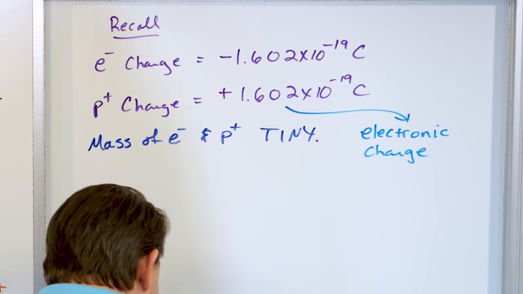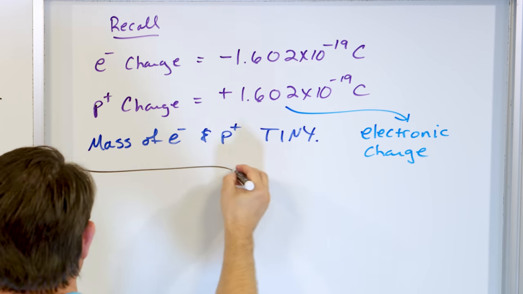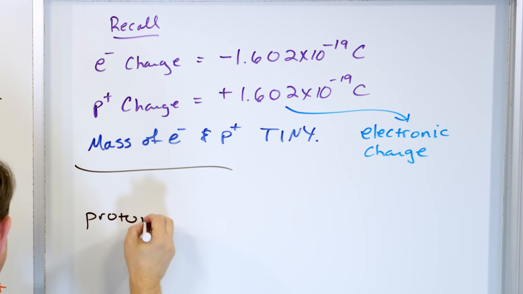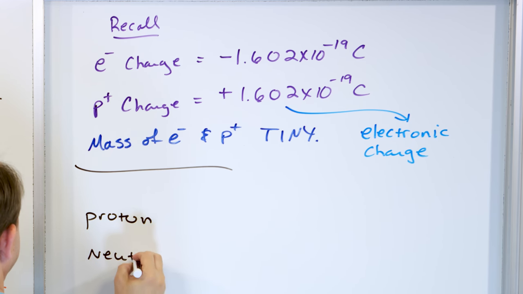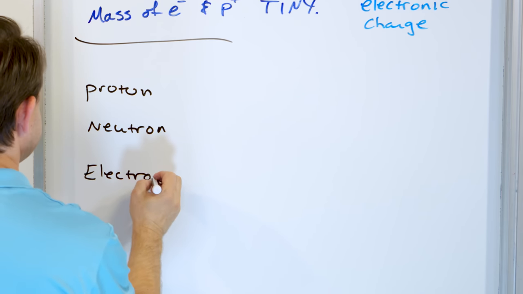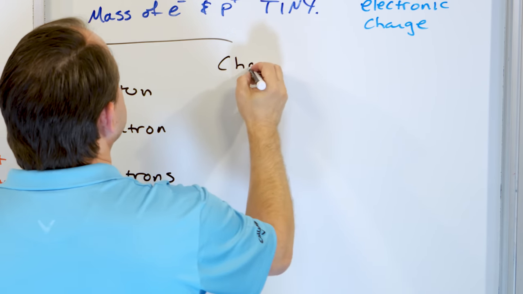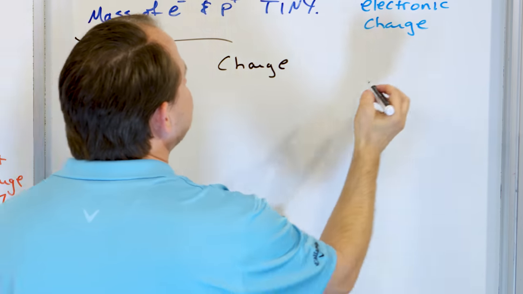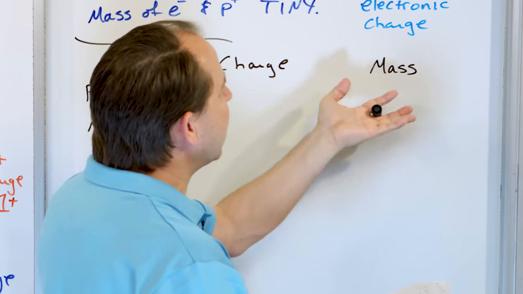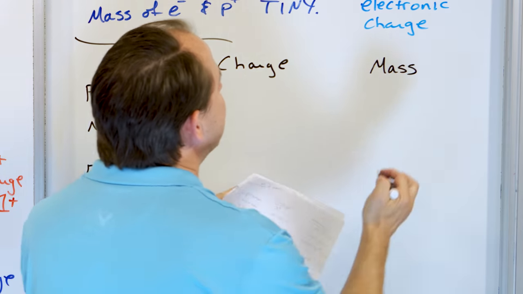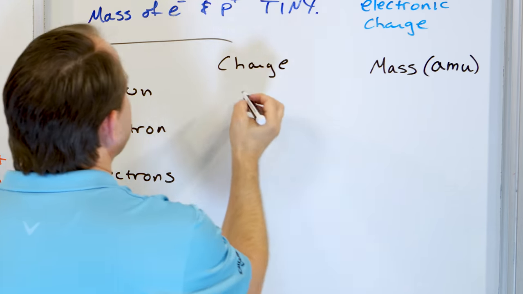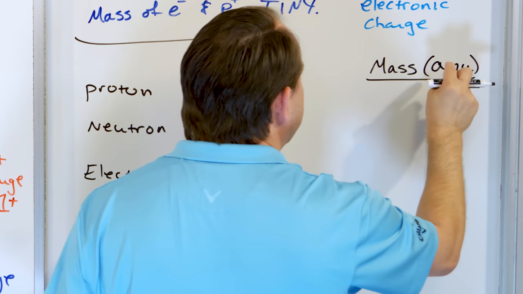All right. So we can make a little table here and we can say, let's talk about protons. Let's talk about neutrons. And let's talk about electrons. And let's talk about their charge, right? And let's talk about their mass. But in their mass, again, the same problem. We don't want to talk about kilograms or grams because they're so tiny. We have a new mass called the atomic mass unit, AMU. And we're going to talk about that in this lesson, and we're going to talk about the AMU in the next lesson also.